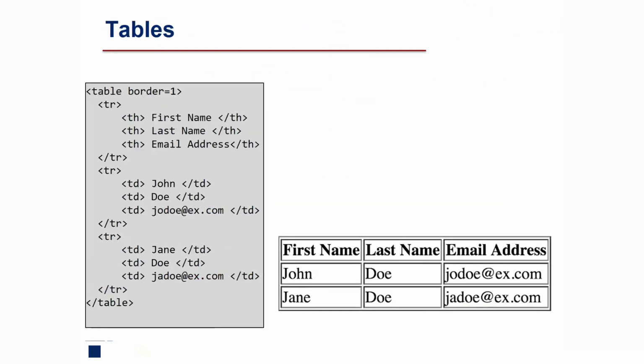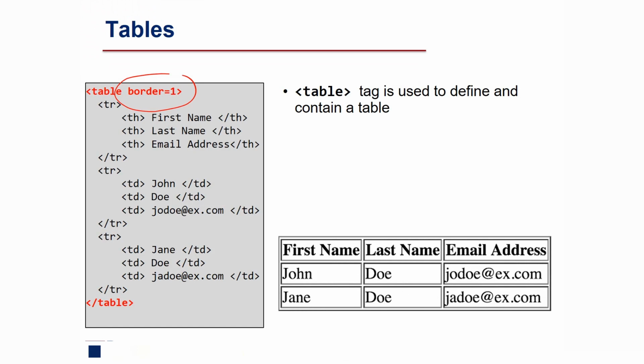Last, we'll look at tables. In the previous lesson, we talked about lists. Lists were a way of organizing information. Tables give us even more structure. We can use the table tag to say this is the start and end of our table. In this case, we're specifying the border, which is the width of the border between elements in the table.